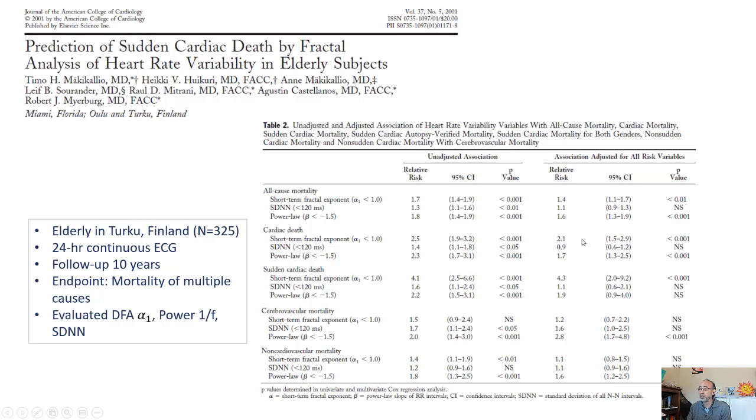And you can see the first thing is that the SDNN, when entered in a model with these other fractal measures, tends to be all non-significant. I guess, again, indicating that these fractal measurements may have more predictive power than standard traditional measures. And then the other thing to note is that when it comes to non-cardiac mortality, for instance, all-cause or cerebrovascular or non-cardiovascular mortality, the power law slope tended to do a better job compared to DFA alpha 1, whereas DFA alpha 1 did better overall in terms of cardiovascular prediction, and this includes cardiac death and sudden cardiac death.